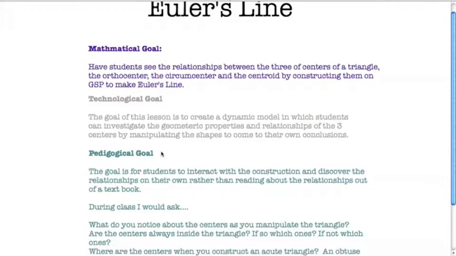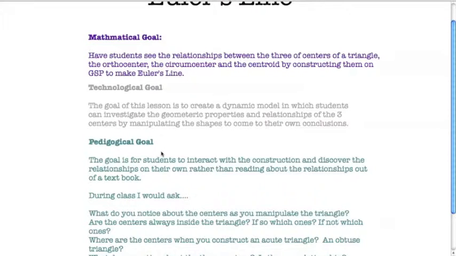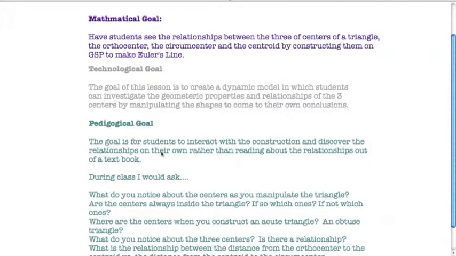The technological goal of this lesson is to create a dynamic model in which students can investigate the geometric properties and relationships of the three centers by manipulating the shapes to come to their own conclusions. The pedagogical goal is for students to interact with the construction and discover the relationships on their own rather than reading about the relationships out of a textbook.